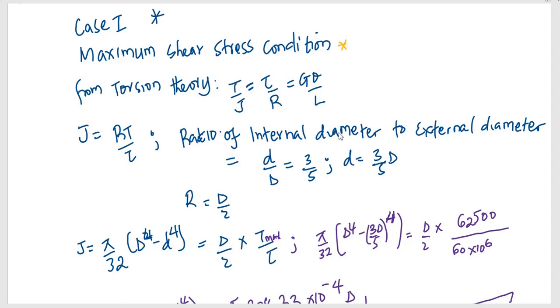The ratio of internal diameter to external diameter is already given, so we know that small d is equal to 3/5 of capital D, which is the outside diameter. These are knowns. Then R, the outer radius, is also known as capital D divided by 2. So what about J? We know that J is equal to pi over 32 into, for a hollow shaft, the outer diameter to the power 4 minus the internal diameter to the power 4. So we substitute in this equation here.